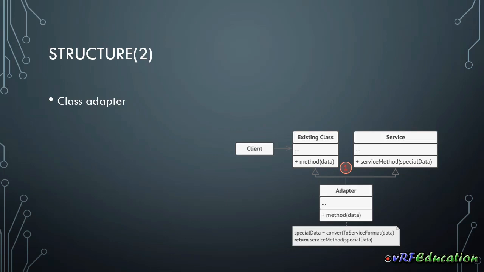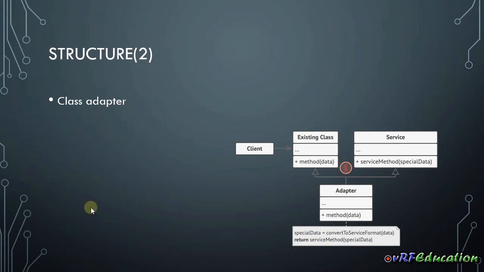If your programming language supports multiple inheritance, languages such as C++ or Python, you can do something like this. Create an adapter class that inherits from both classes: the existing class, the class inside your application right now, and the other class that is somehow incompatible with this one. Then inside the method of the adapter, first you need to convert the data from the existing class to some format that this service class understands, then call the service method inside the service class, pass the specially converted data to that method, and return a result back to the client application.